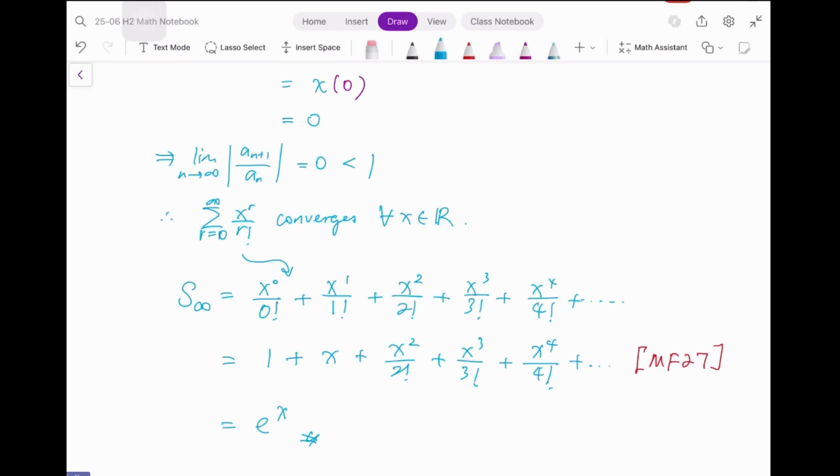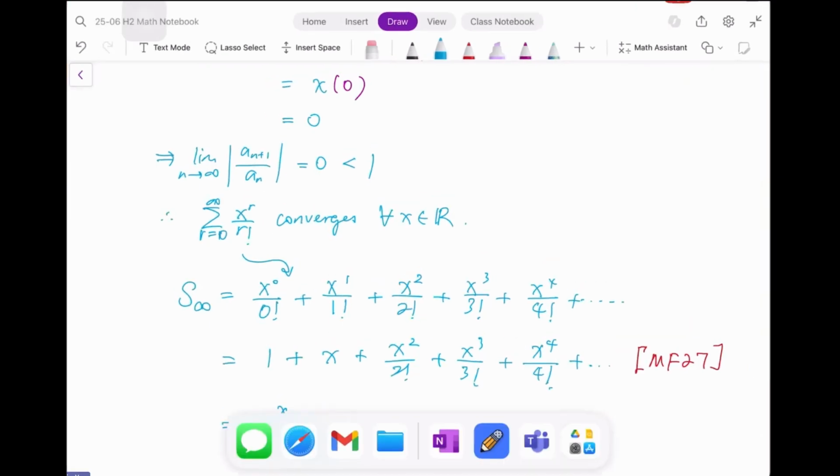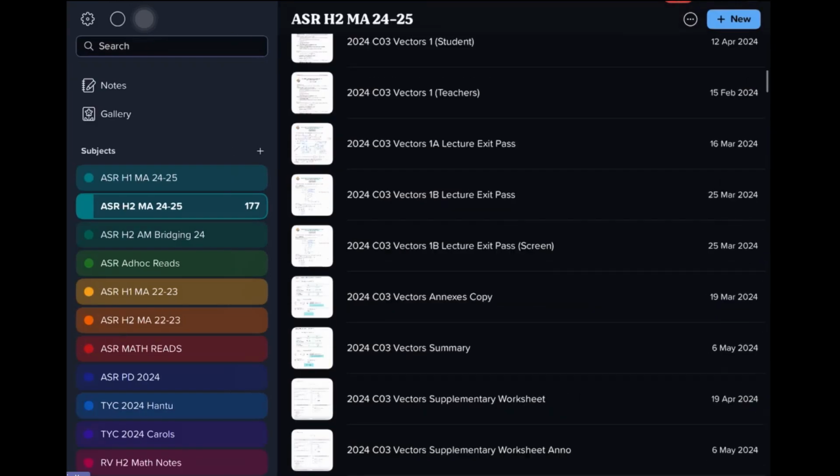Technically, you don't need to list it out to be able to see. Zhongxian raised a very important point: do I have to express everything out to see what's going on? It will be good to know, because they asked us to state the answer. So technically all this working isn't needed. You can just state e^x. S infinity equals e^x. You get 1 mark. But how do you know that from one glance? It's actually from MF27.